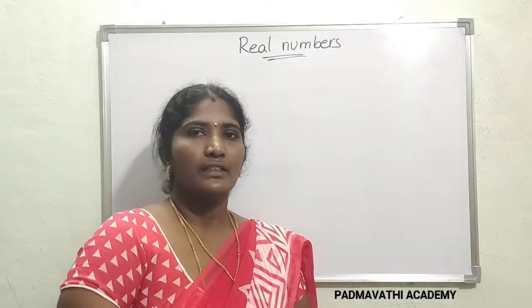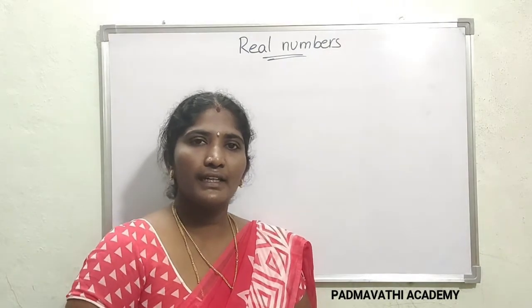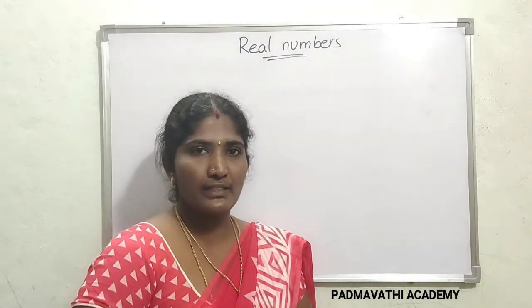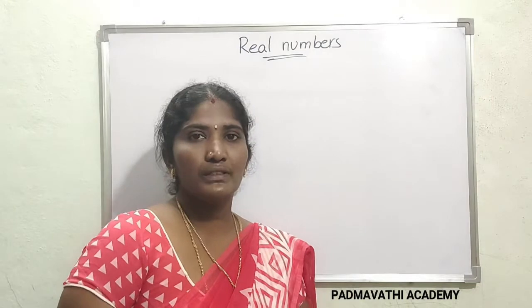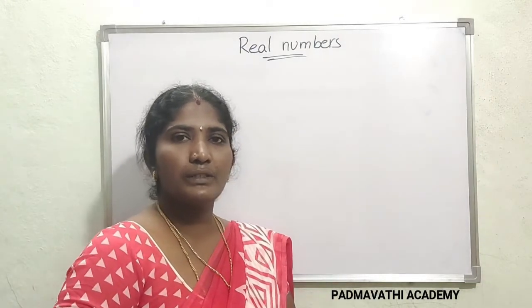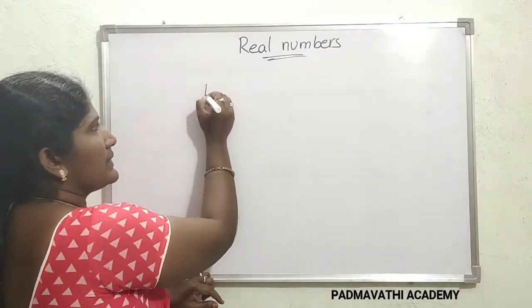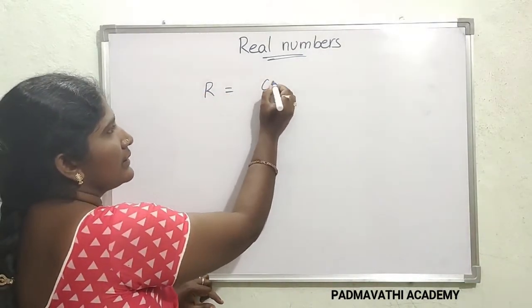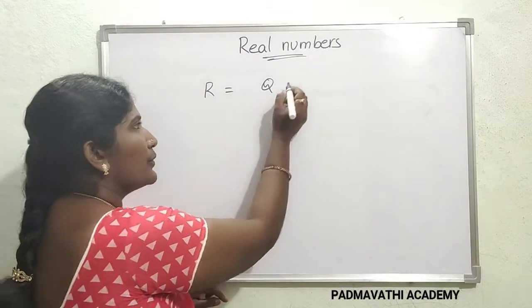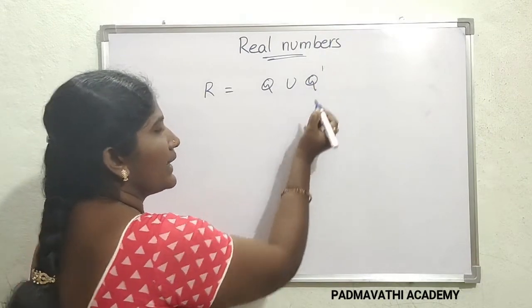Hi students, in this video we will learn real numbers, paper 1, first chapter. What are real numbers? The set of rational numbers and irrational numbers are called real numbers. Real numbers are denoted by capital R, the set of rational numbers by Q and irrational numbers by Q dash.